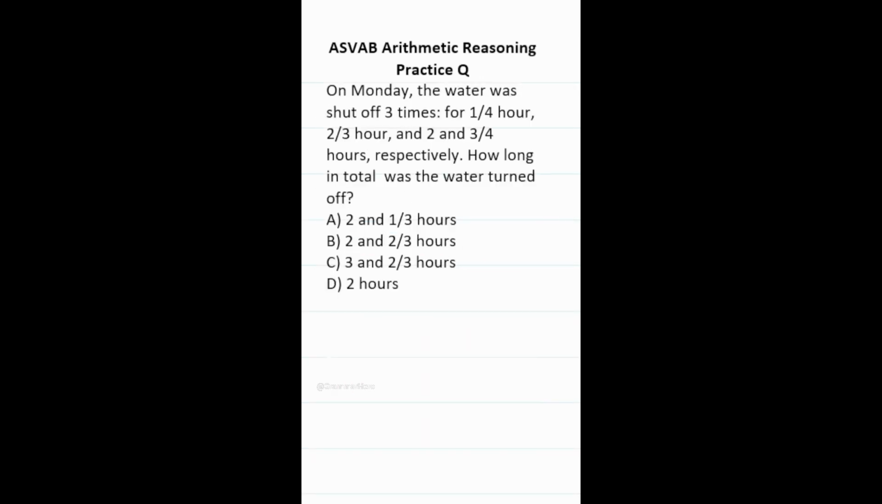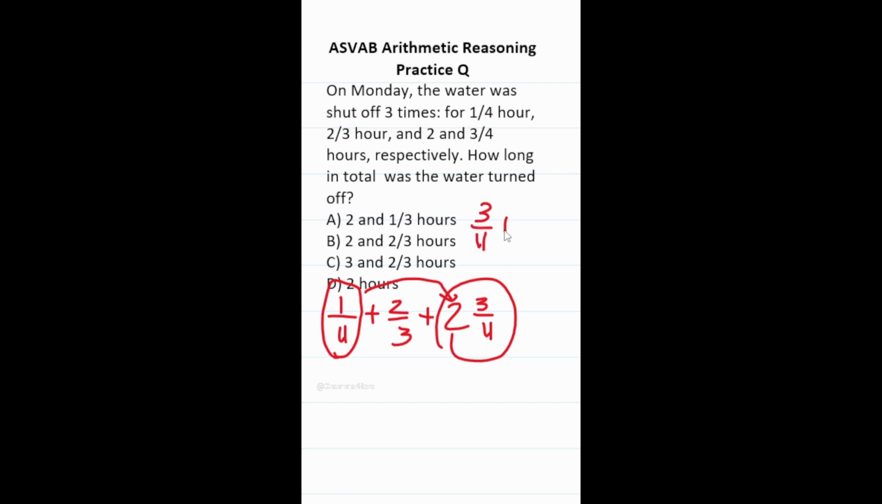This arithmetic reasoning practice test question for the ASVAB and PiCAT says on Monday the water was shut off 3 times for a quarter of an hour, 2/3 of an hour, and 2 3/4 hours, respectively. How long in total was the water turned off? So to solve this one, we have to add all these together. The easiest way to do this one is to start by adding 1/4 and 2 3/4. Again, 1/4 and 3/4 is just 1. And if you can't see that, do it off to the side. 3/4 plus 1/4 becomes 4 over 4. 4 divided by 4 is 1.